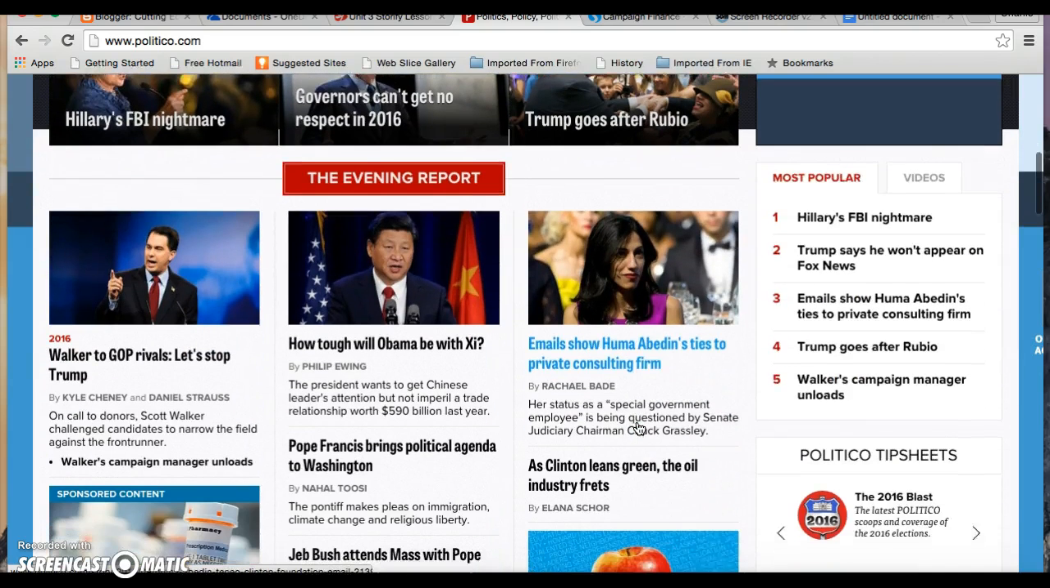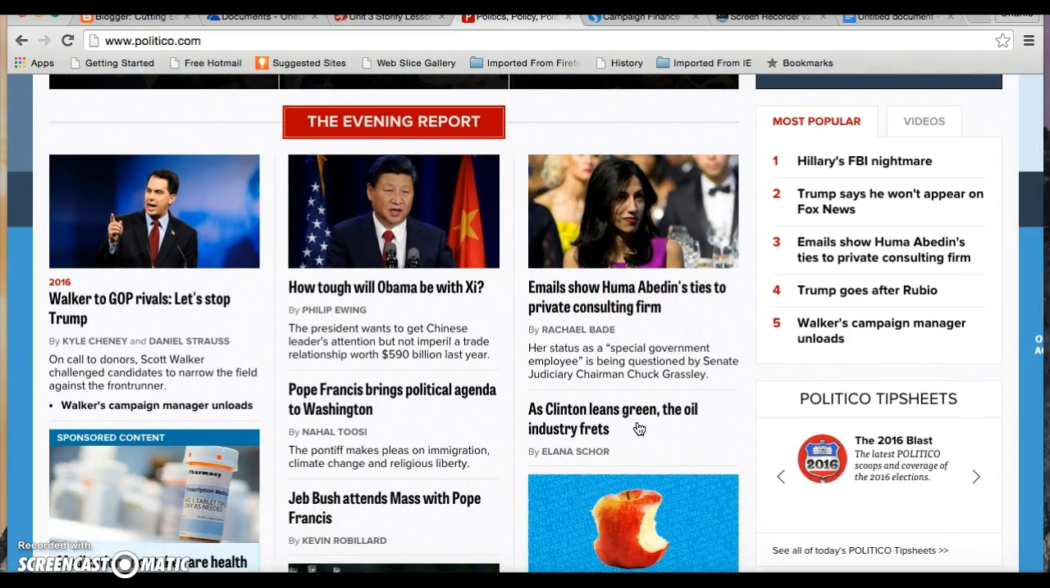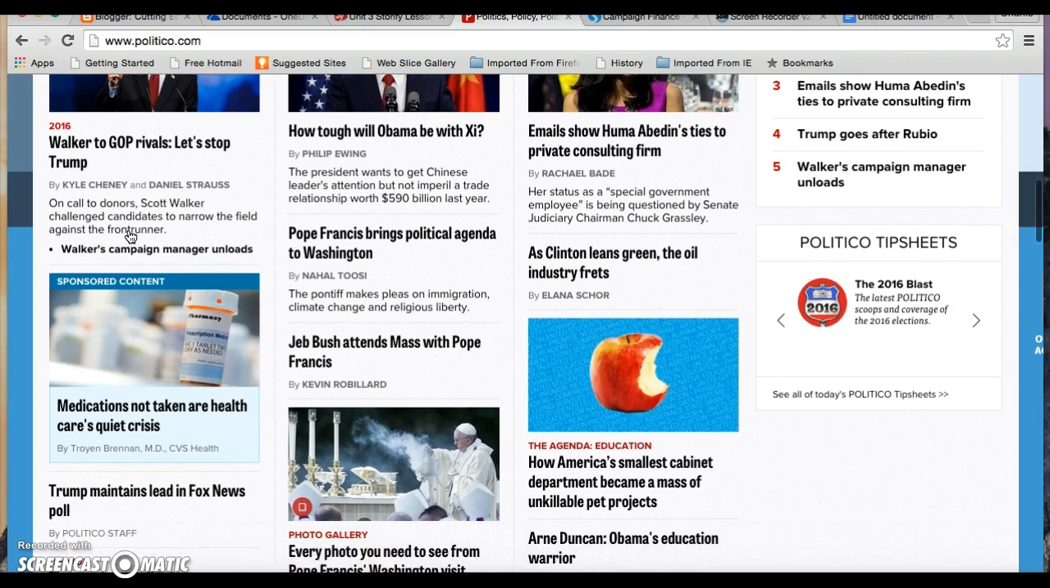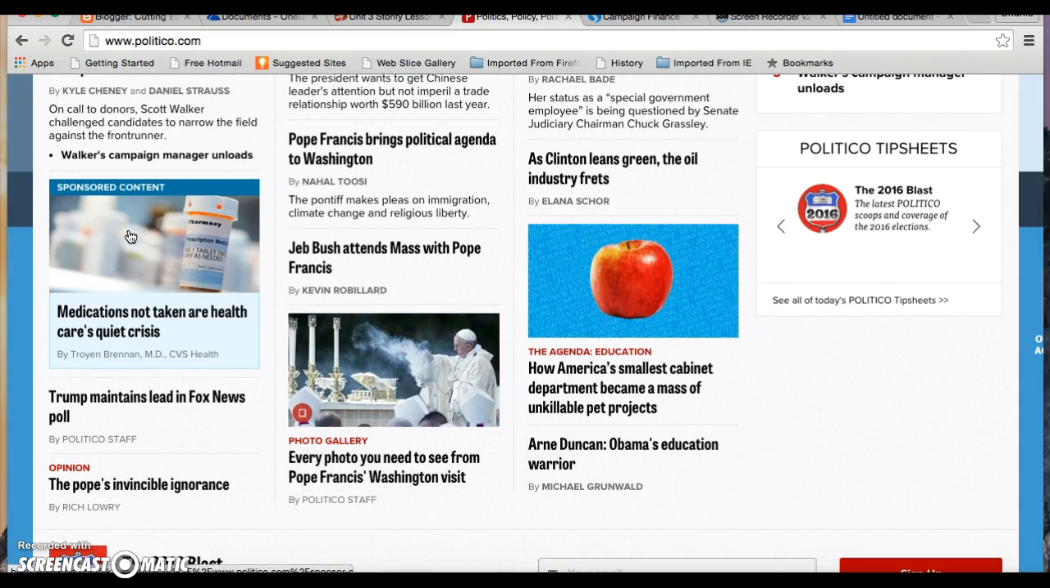Okay? I would argue, again, here we go again. Walker to GOP rivals. Let's stop Trump. There's division. So this is all division in terms of the primary race. That would be relevant to the question. But I would argue, if you want divisions, the best place, the gold mine for examples, go to voting records in Congress, okay? Look for congressional votes.